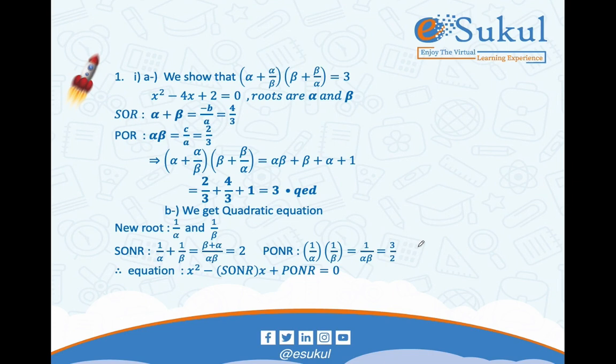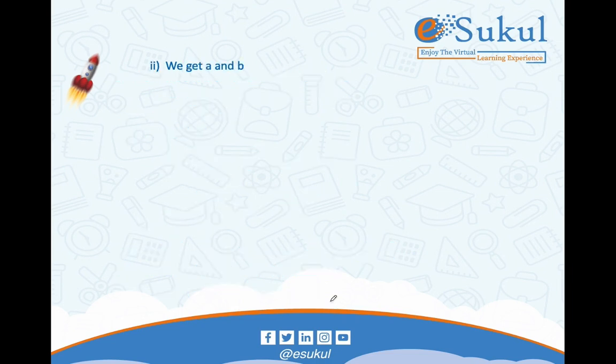So therefore our new quadratic equation, with the sum of new roots and the product of new roots, generalizes to 2x squared minus 4x plus 3 equals 0. Sub 2, we have polynomials. Under polynomials, we are asked to get the values of a and b.